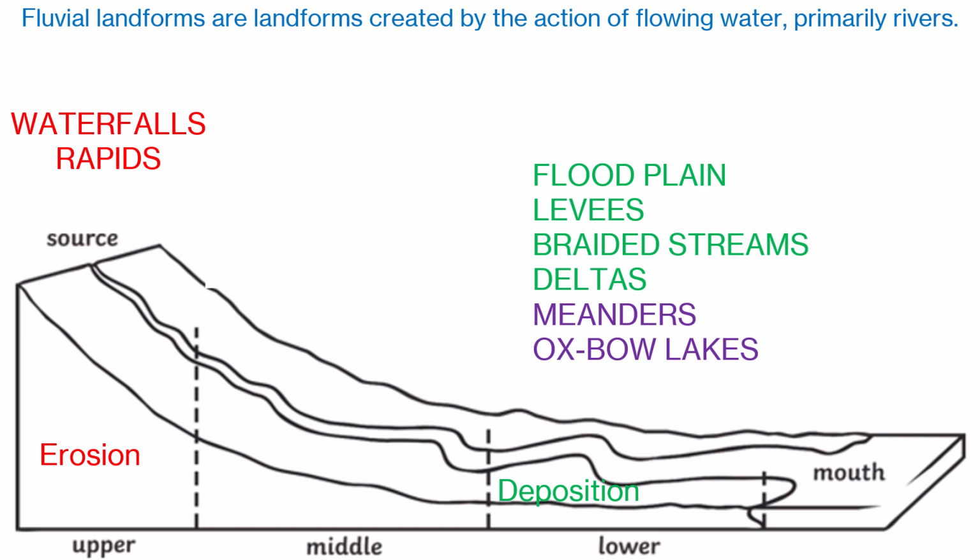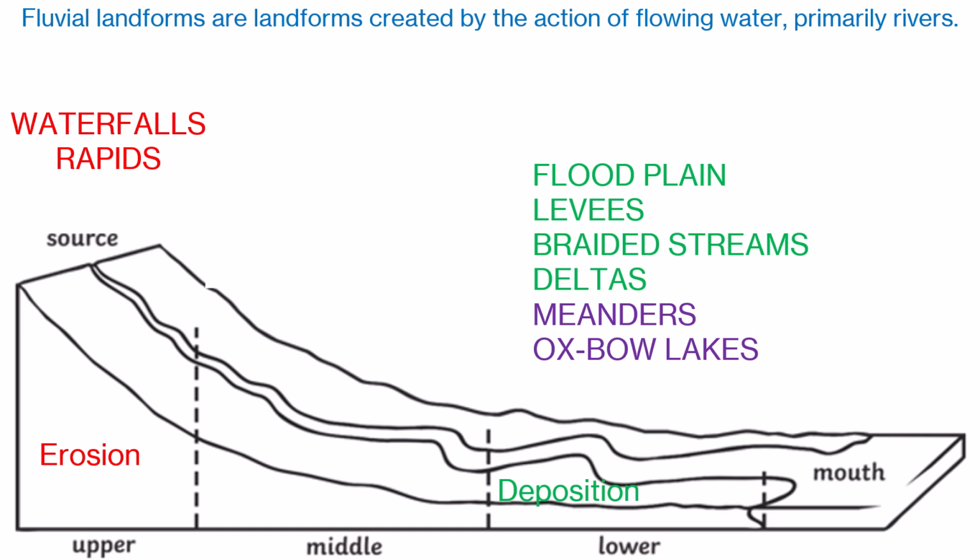In the upper course, where the main fluvial process is erosion, waterfalls and rapids occur, while in the lower course, where deposition is the dominant fluvial process, we have the occurrence of floodplains, levees, braided streams, and deltas, all of which are examples of depositional landforms.